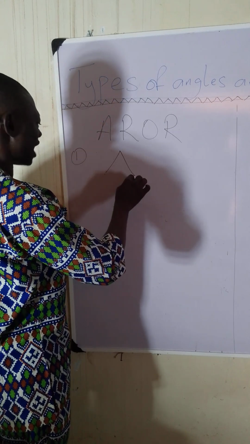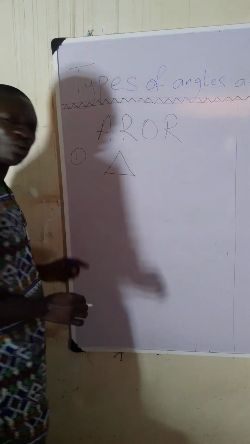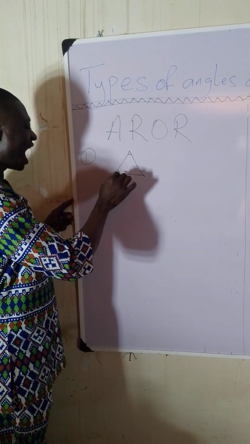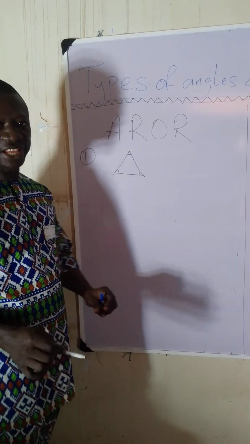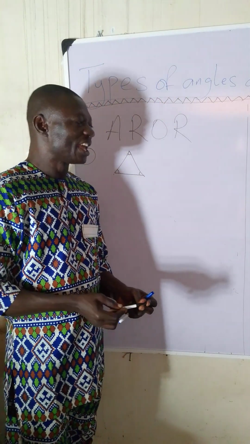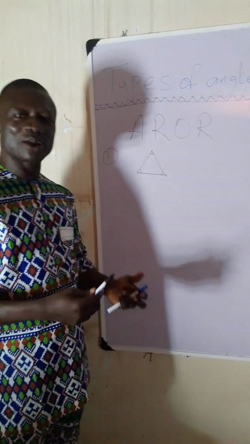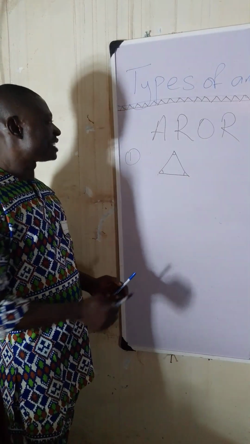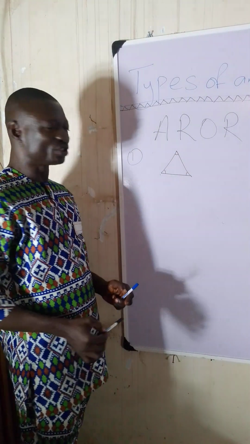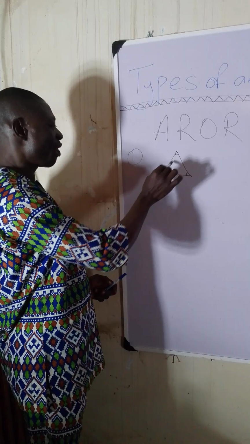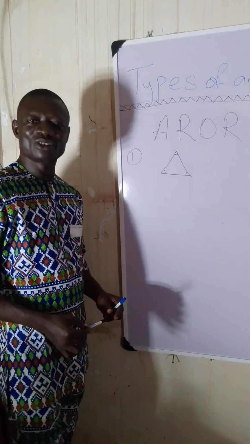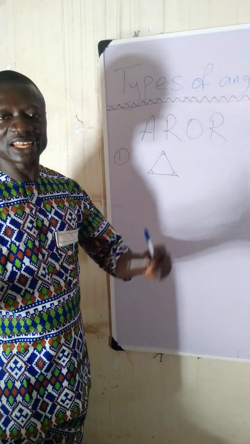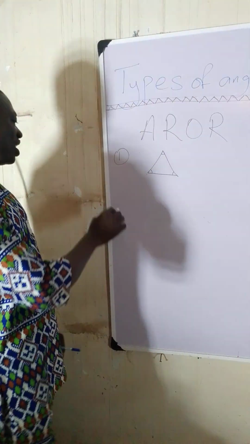acute angle triangle. Acute angle triangle will contain all the 3 angles less than 90 degrees. Remember, a triangle will have 3 angles and 3 straight lines. And so, when we say we have an acute angled triangle, it means that all the angles are acute. They are all less than 90 degrees.